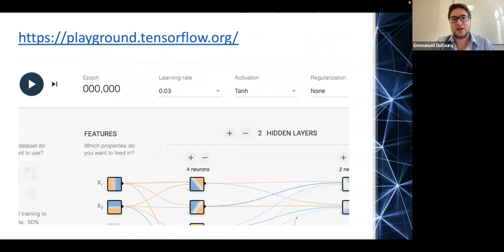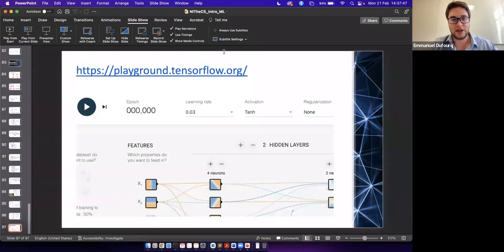So something that I would like you to play around with, maybe you can play around with it now, actually. Yeah, 2:30. Maybe you can play around with it now. Is just go to playground.tensorflow.org, and let me also go there.